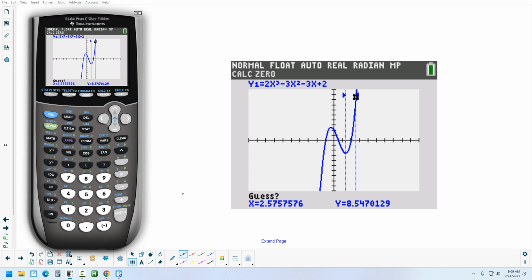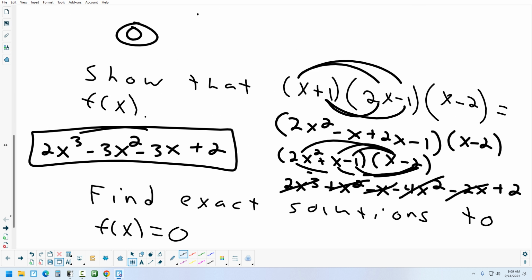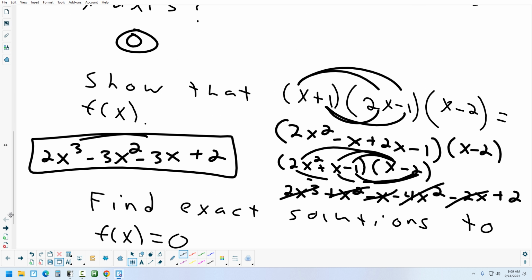No. So the guess doesn't matter, okay? Because there's only one place that it crosses because of how I set it up. So you can put the guess wherever you want, hit enter. And one of the answers you get is 2. Which one of those factors could I plug in the number 2 and it would come out to 0? Yeah? The one on the far right. Yeah, the third factor right here.